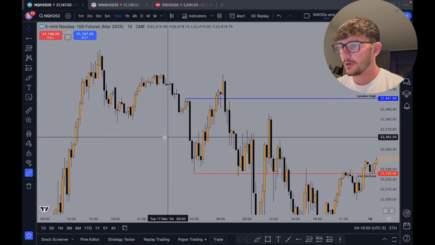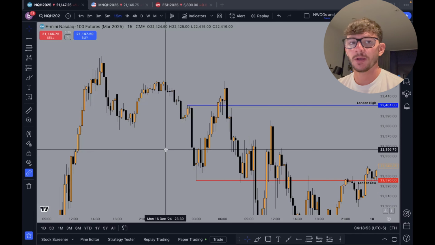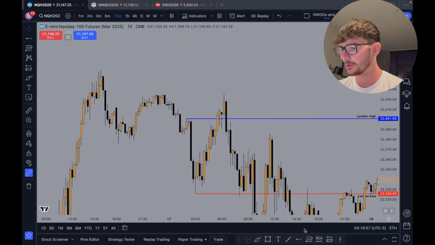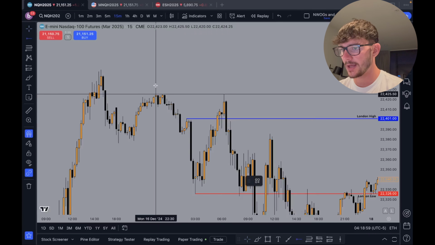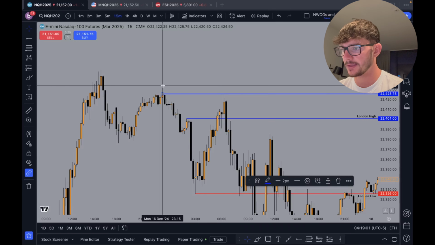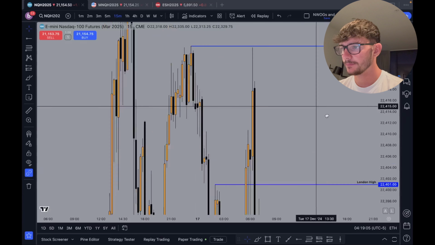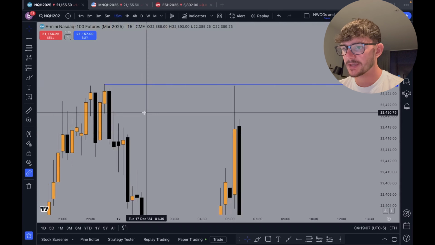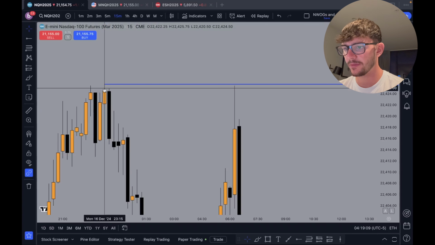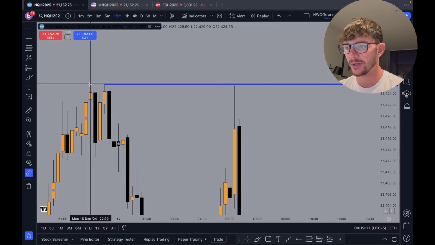Also, we have another liquidity, not so much time specific, but definitely important, which is relative equal highs. So you can see this high here. If I zoom in, you can see that this high here actually is lower than this high. So this isn't one, we ignore this.